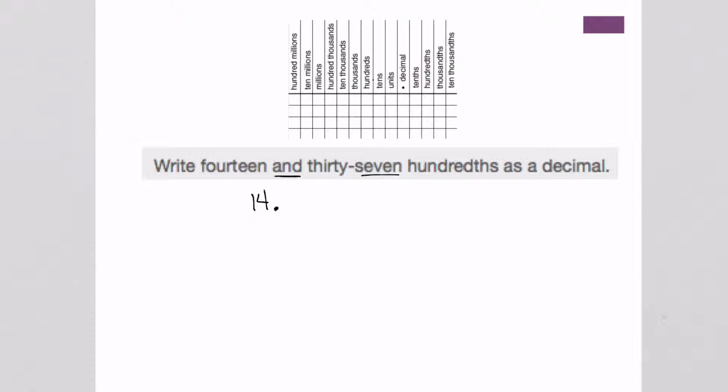Okay, on this one, we're going to write this down in numeric form. So write 14, so I'm going to put 1, 4, the word and means decimal, 37 hundredths. So that means I want the 7 to end in the hundredths place. Okay, so I've got 14 and then I want that 7 to be in the hundredths place, so right there, and the 3 has just enough room for it. So it would be 14.37.